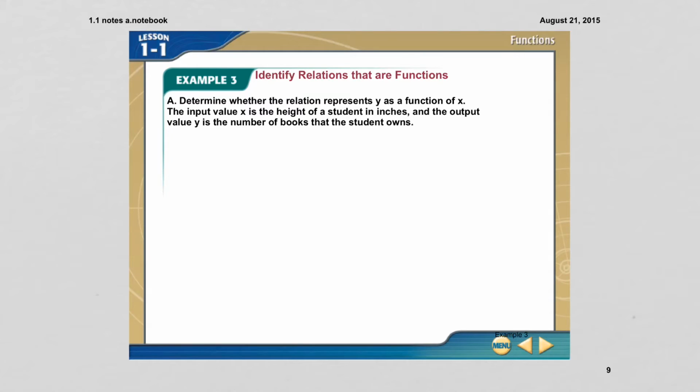Determine whether the relation represents y as a function of x. The input value x is the height of a student in inches, and the output value y is the number of books that the student owns. Since there is more than one y value for an x value, no, this is not a function.